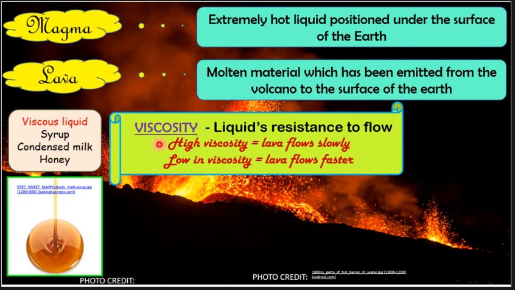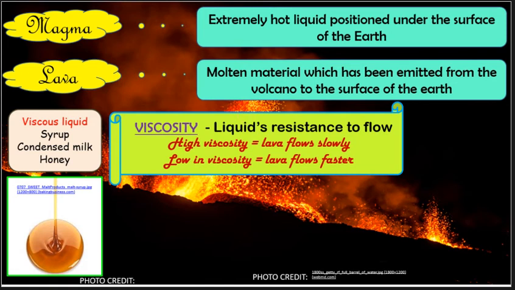Viscosity is also the property that describes the thickness or stickiness of a liquid. The thicker the liquid is, the higher the viscosity. And more sticky means more viscous. So syrup, condensed milk, honey, they are thick liquids and they are sticky also. That's why they have high viscosity and in short, they will flow slowly. So just like that, if the lava is high in viscosity, meaning that lava is thick, sticky, and flows slowly.